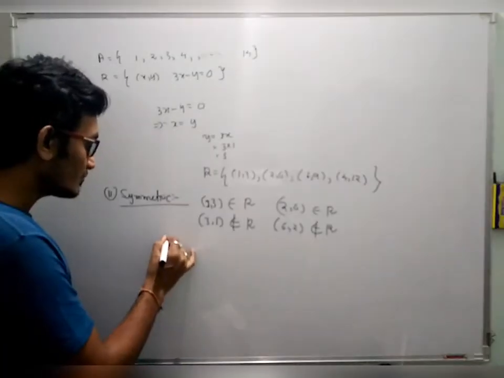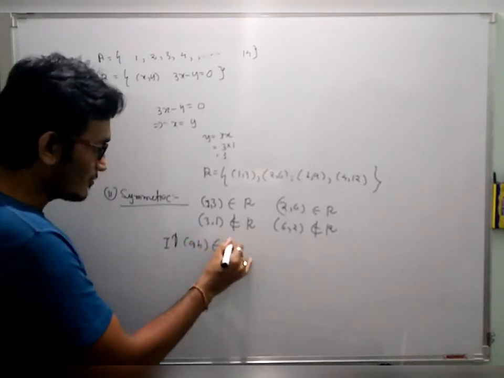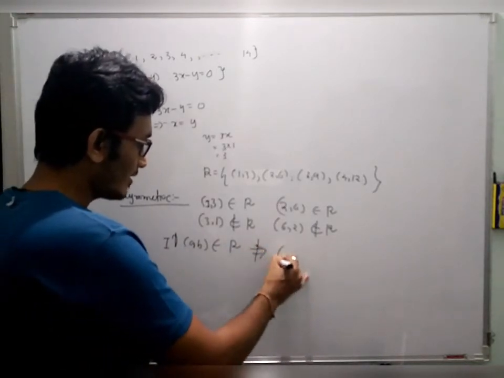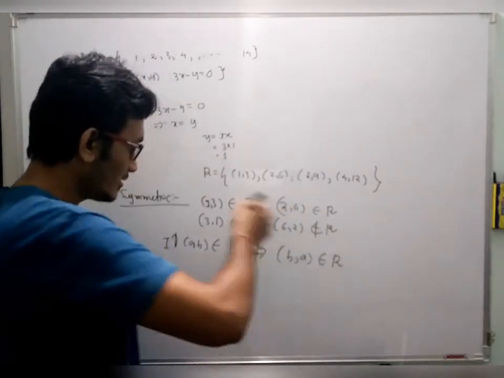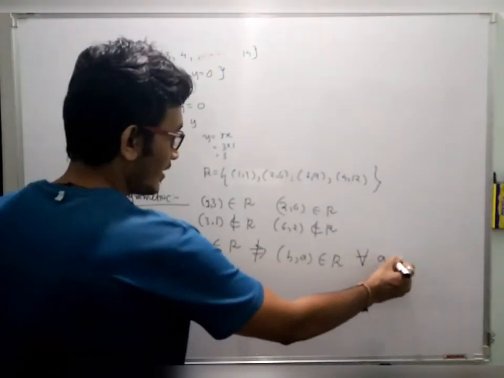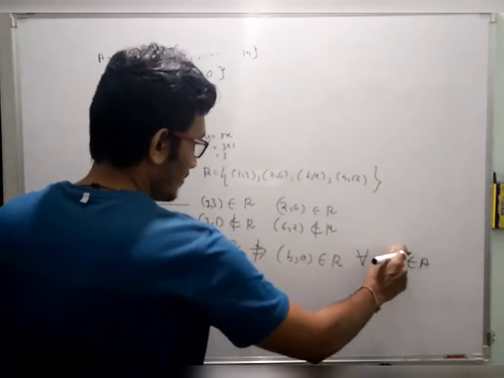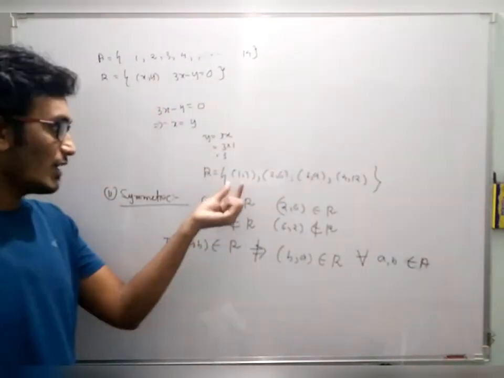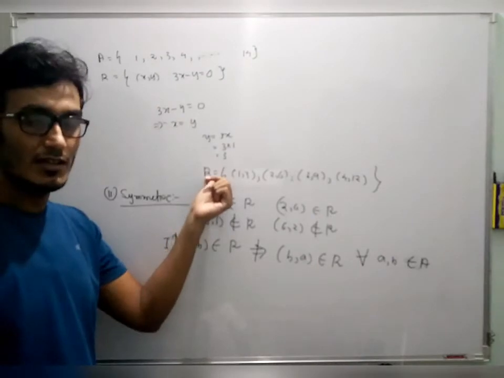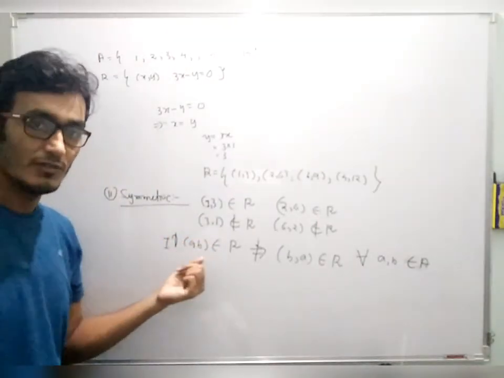So what should be the definition? If a,b belongs to R, it does not imply that b,a belongs to R, for every a,b belongs to A. For a symmetric relation, every ordered pair in R must have its reverse ordered pair. But since in this relation R the reverse ordered pairs are not present, we cannot consider it a symmetric relation.